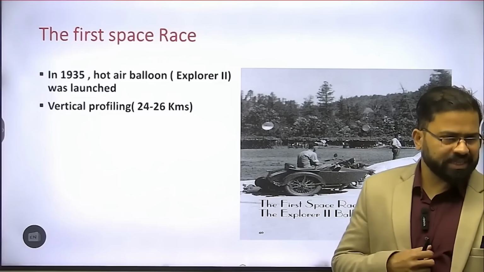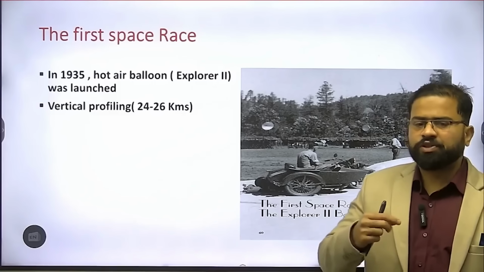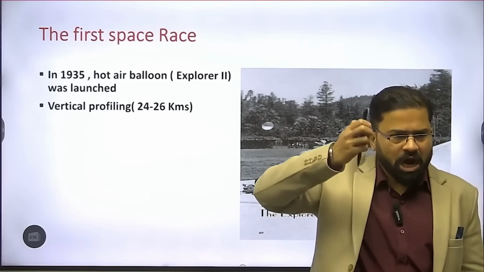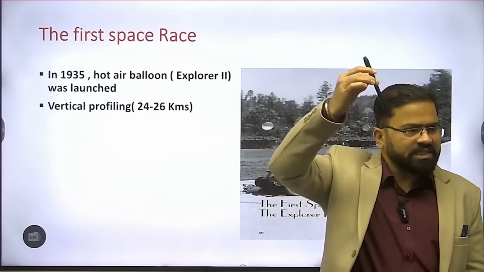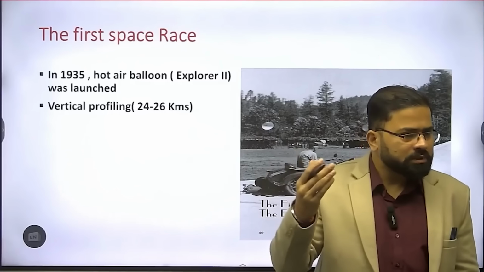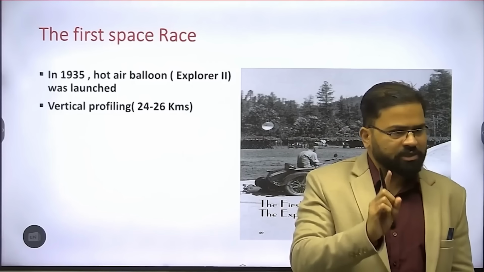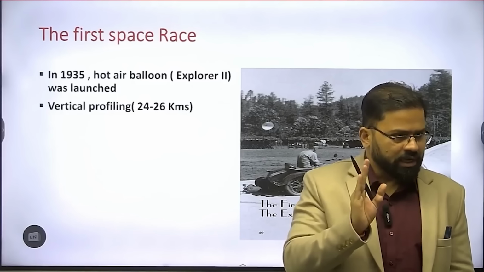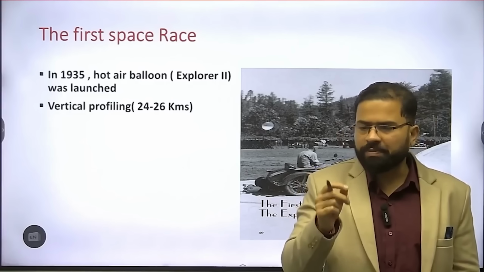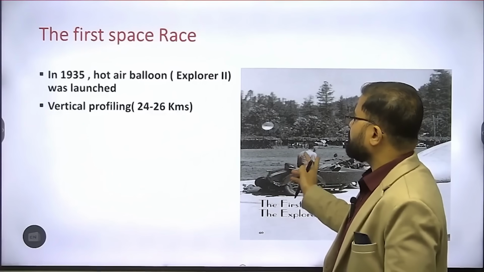The first space race started with what? The hot air balloon. For the first time, we thought of carrying out the vertical profiling of the atmosphere. Basically, we wanted to see how the density of the atmosphere decreases when we move upward, and from there we started space exploration. The first experiment, by hot air balloon Explorer-1, failed. For the second attempt, Explorer-2, we carried out the vertical profiling of the atmosphere up to 26 kilometers.